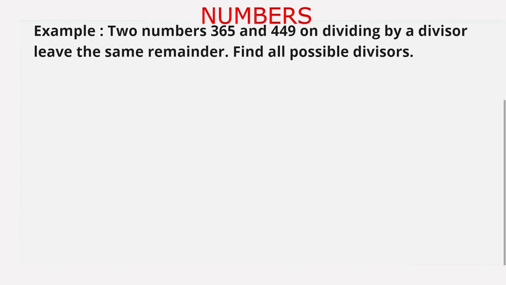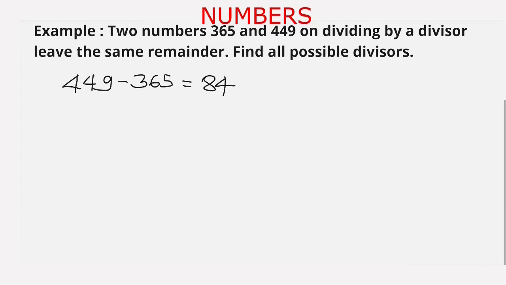As these two numbers leave the same remainder, the difference must be completely divisible by the divisor. So the difference is 449 minus 365, which is equal to 84. Now this number 84 must be completely divisible by the divisor. So we have to find all possible divisors, and all possible divisors must be the factors of 84.